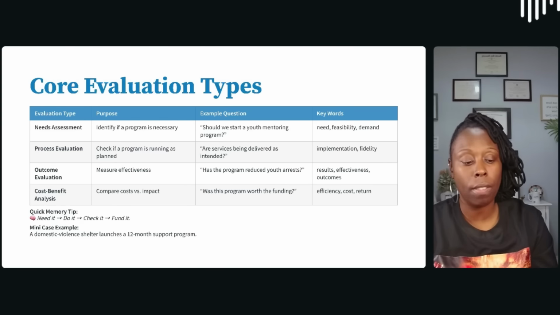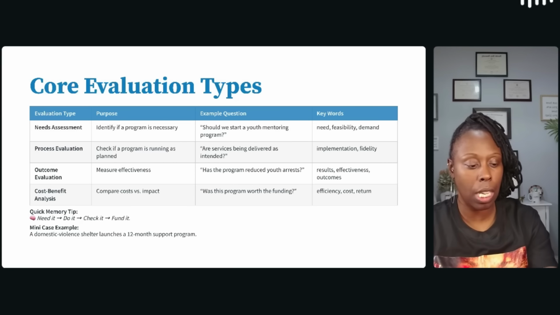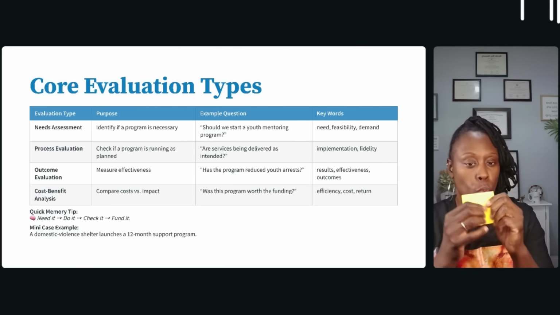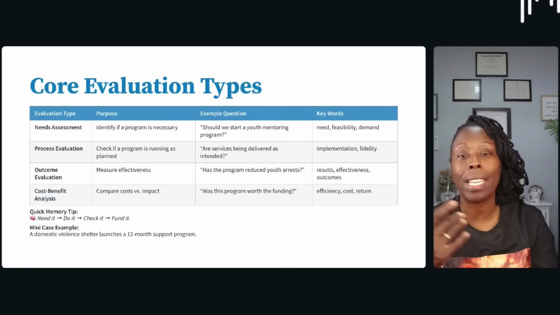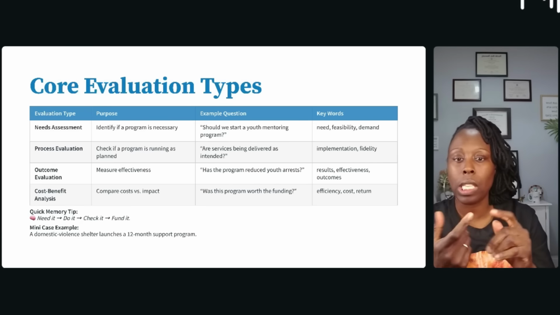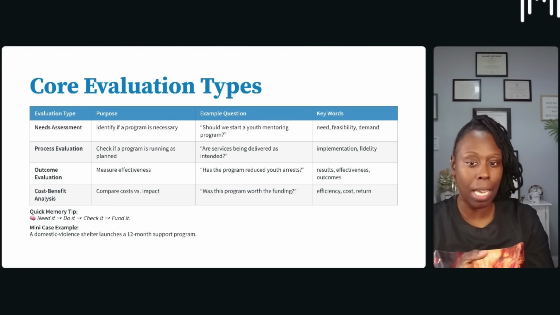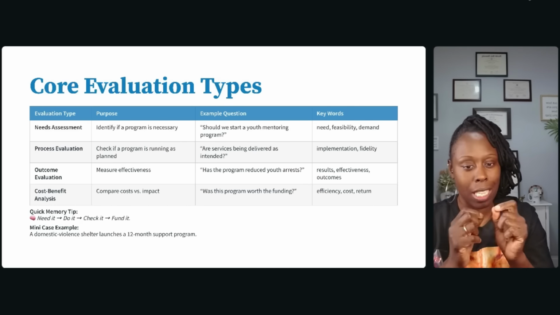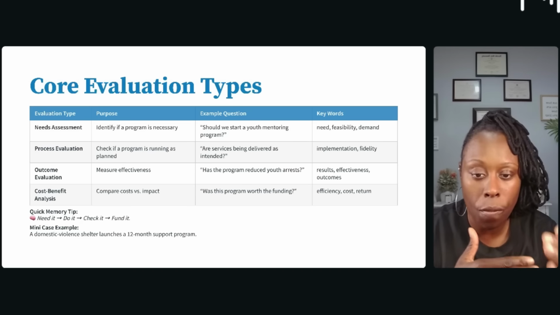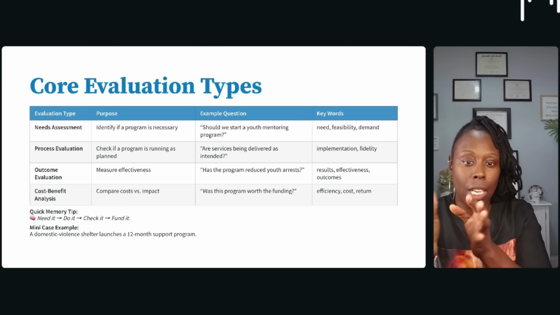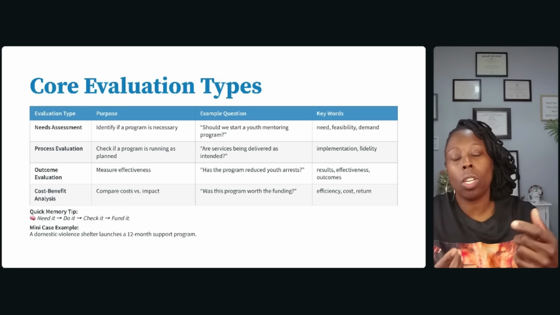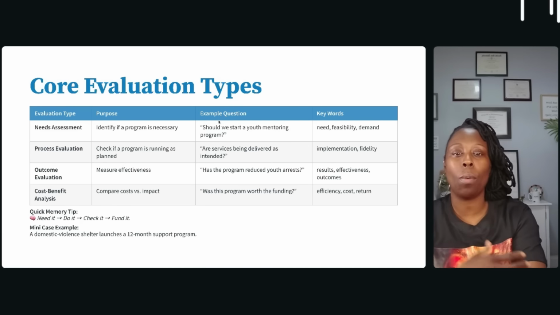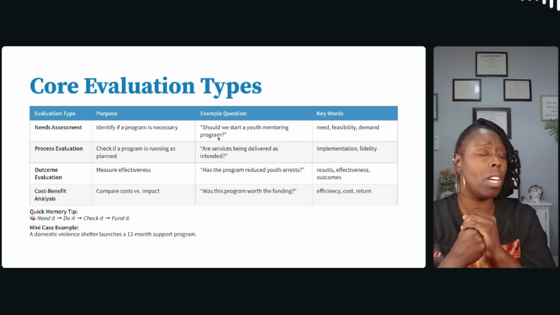But for the purpose of this, I want you to get your little sticky out and write needs assessment, process evaluation, just write it on one side, and then flip it over and write the keywords so you'll recognize it. So if you see the words need, feasibility, demand, automatically you're like, that must be needs assessment. Or if you see something like results, effectiveness, outcomes, automatically you're saying, okay, outcome evaluation. That is how I want you to do that for this slide, because I do know research and program evaluation and all these things make people uncomfortable and uneasy.